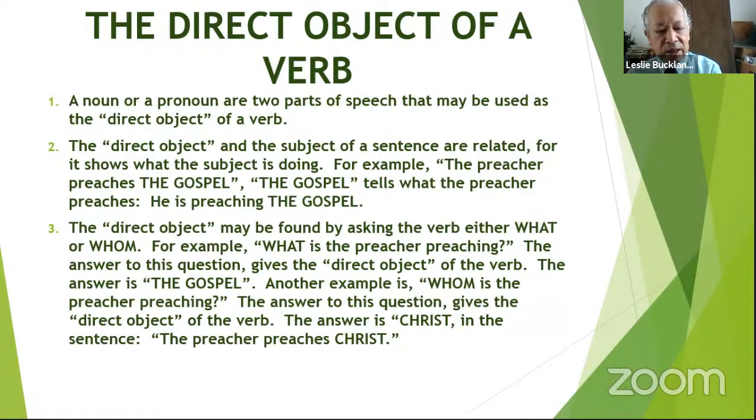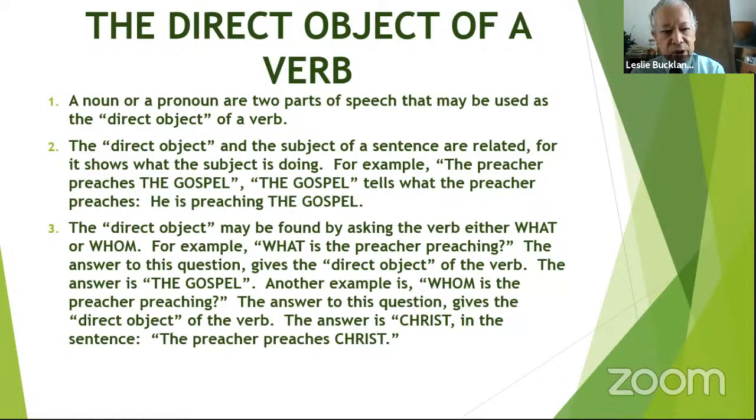The is a definite article, but the noun itself, which is the direct object, is the word gospel. You may also find the direct object by asking the verb in the sentence if it is a reference to whom, that is, to a person. You will ask whom instead of what. You ask whom when you know that the direct object is dealing with a person.